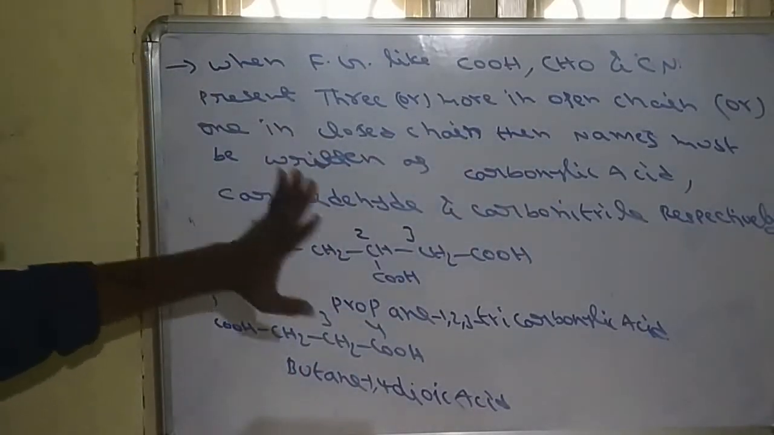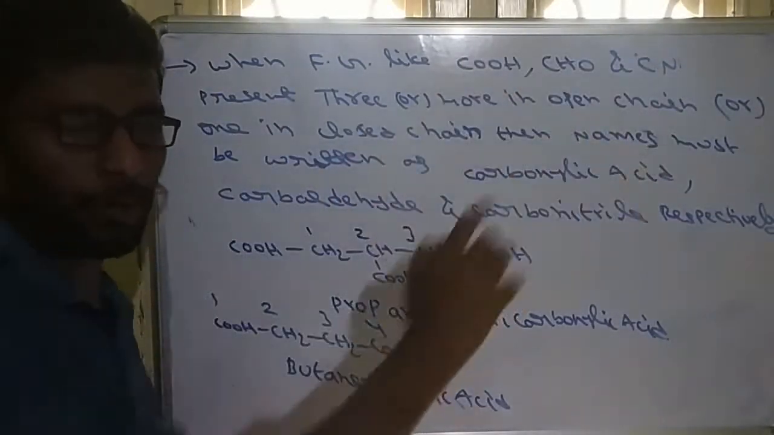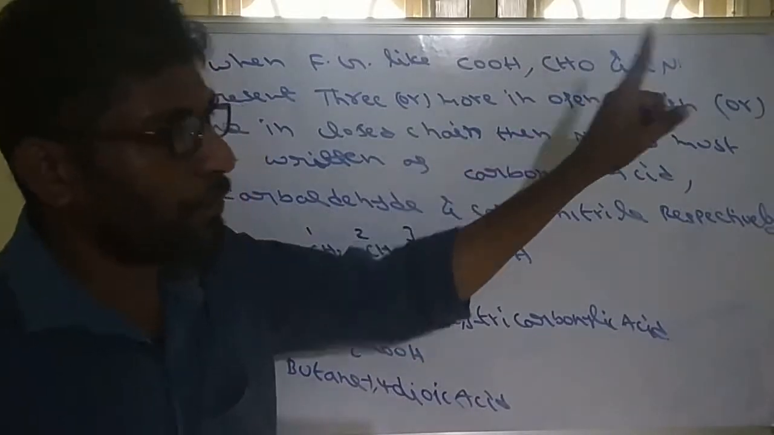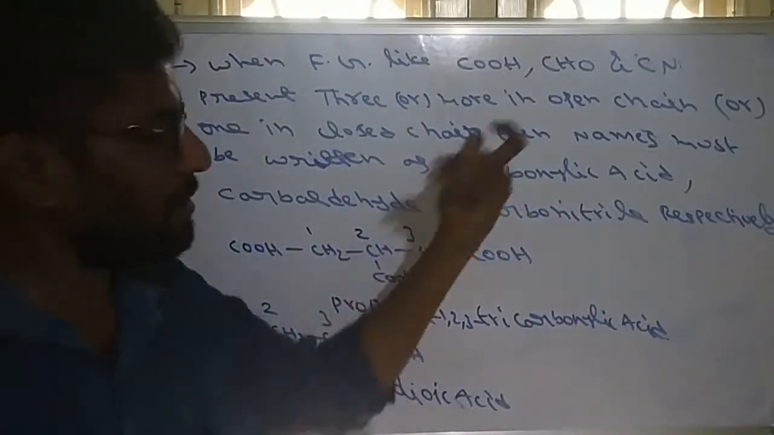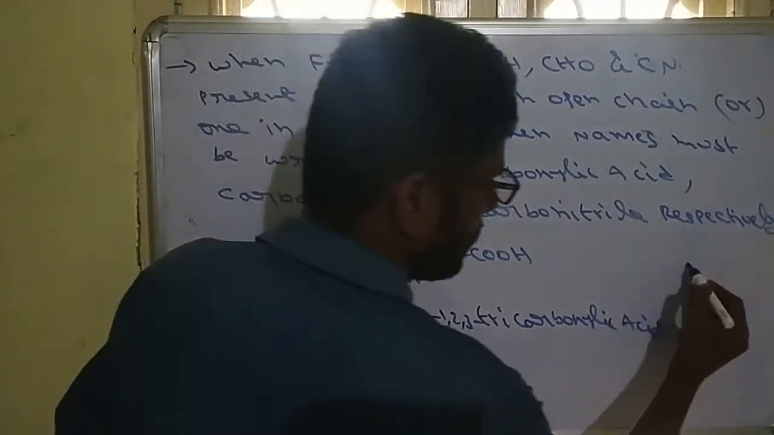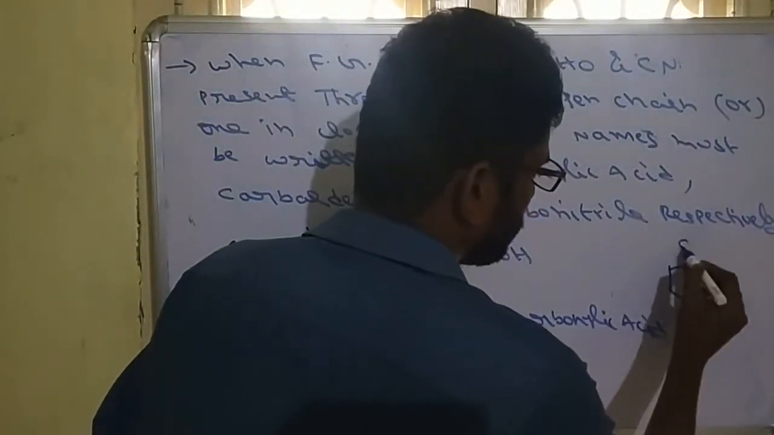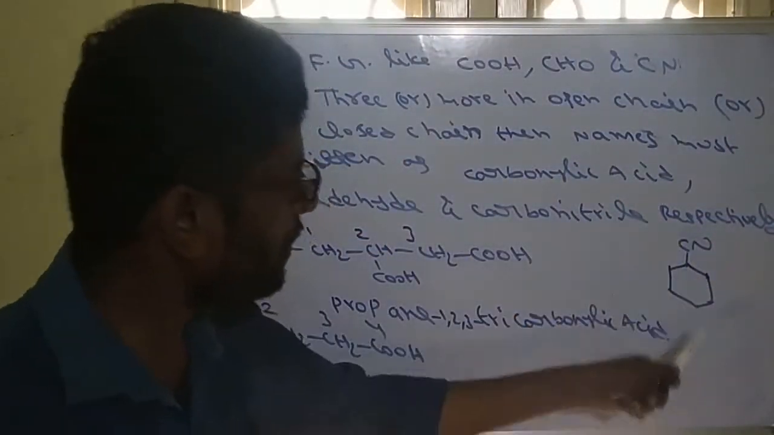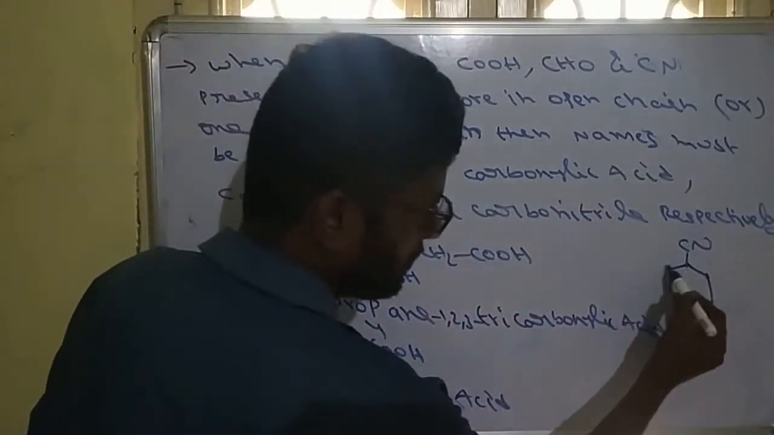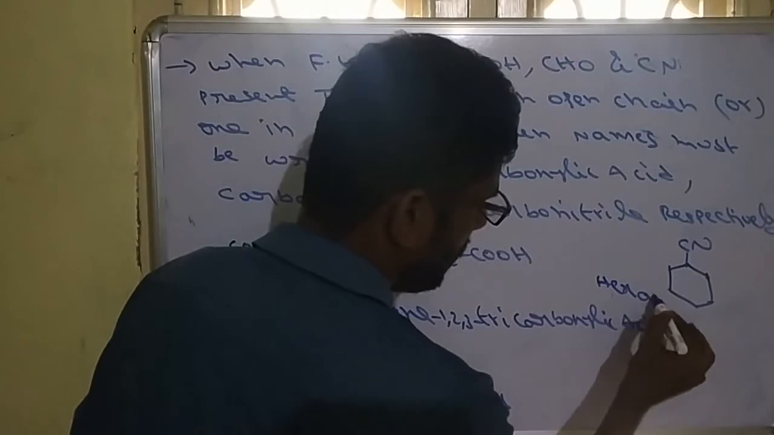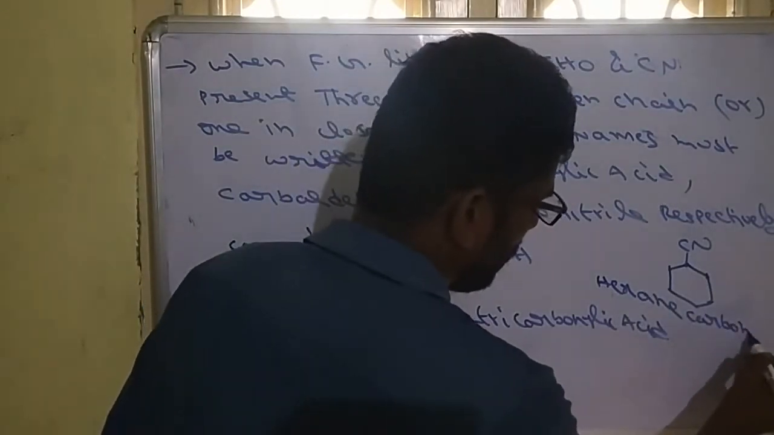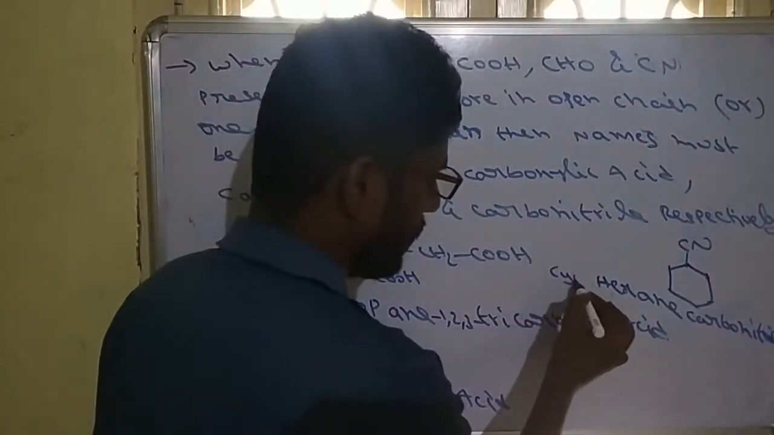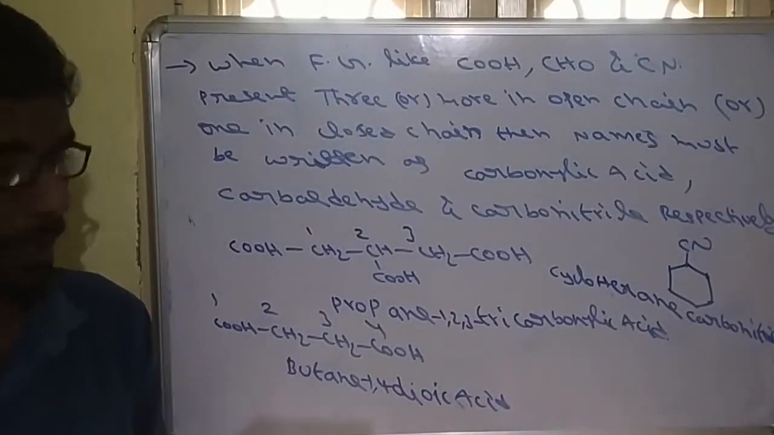So this rule is applicable only when the functional group is present 3 or more times. If the functional group is present once in a closed chain, again the name is as usual carboxylic acid, carbaldehyde. Suppose see this: only one CN is present, but that CN is present in a closed chain. So again we write carbonitrile. Its root word is 6 carbons; 6 means hex, primary suffix ane, and we write the functional name carbonitrile. Cyclic is there, so we write cyclohexane carbonitrile.